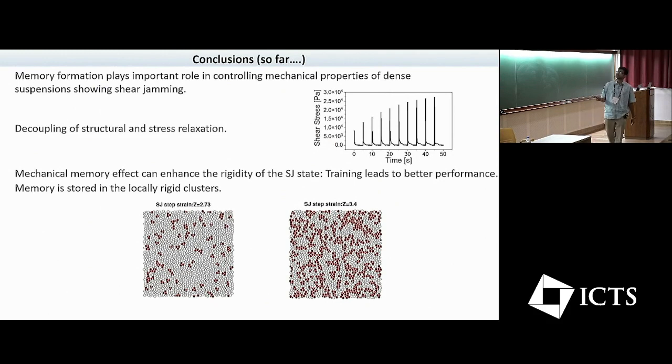So this is the conclusion. This memory formation plays an important role in controlling the mechanical response of the shear jammed state, and there is a decoupling between structure and stress relaxation. Why is this effect happening? We think that although the stress is relaxing to 0, you have these local clusters, which are locally rigid structures, or some particular structure of the force chains, that encode the memory in this system, and that structural relaxation is very, very slow.